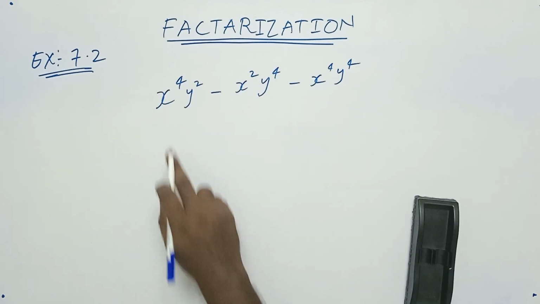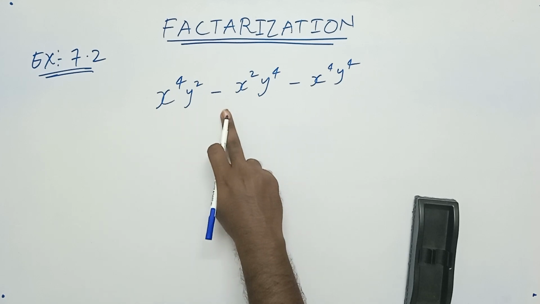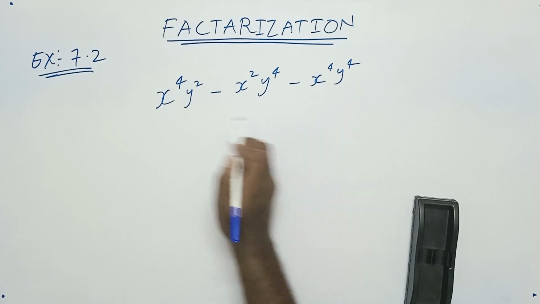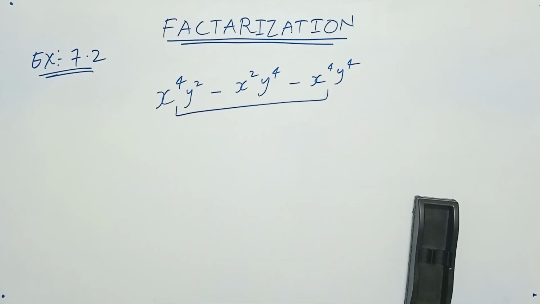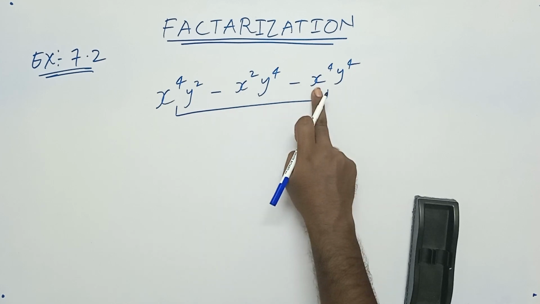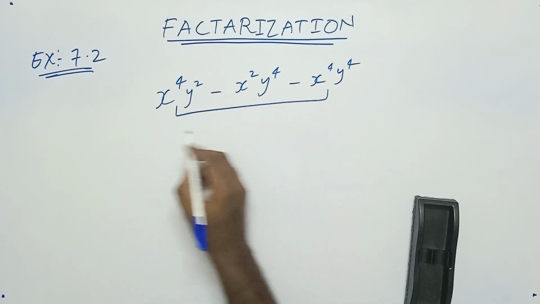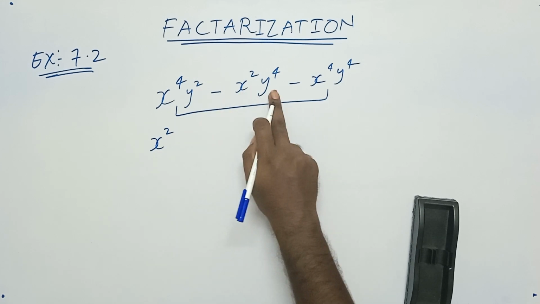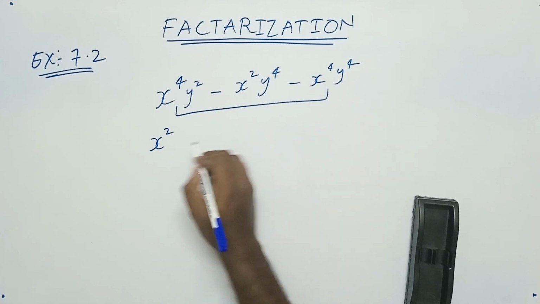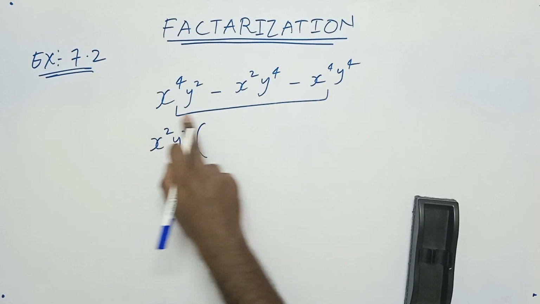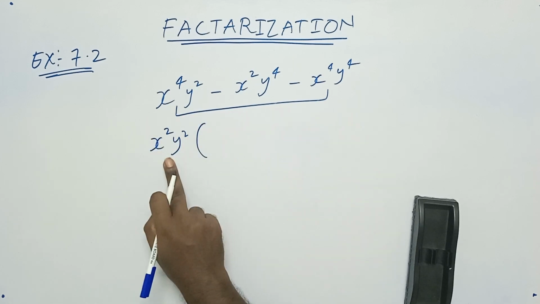So our next problem is x power 4 y square minus x square y power 4 minus x power 4 y power 4. Now we are going to find the factors of this given expression. So here we have x power 4, here we have x square, here we have x power 4. What is their HCF? X square is the HCF, right? So y square, y power 4, y power 4: what is their HCF? Y square is the HCF. Now we got the common factor. So now we are going to divide this whole expression by x square y square.